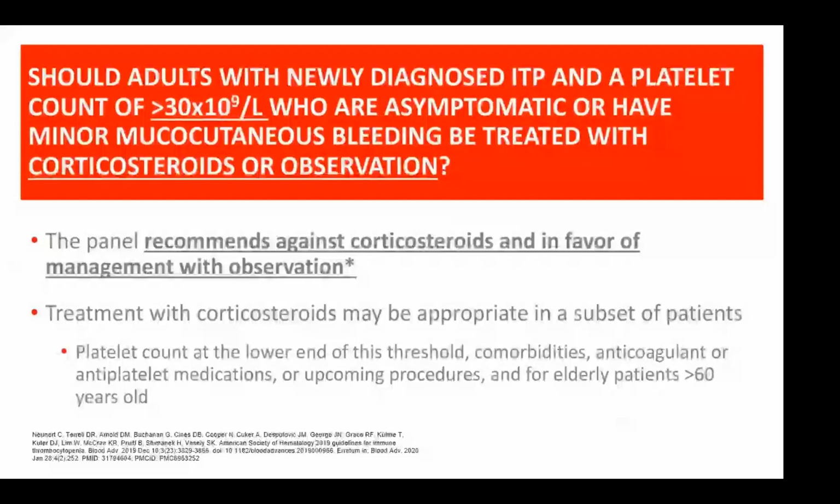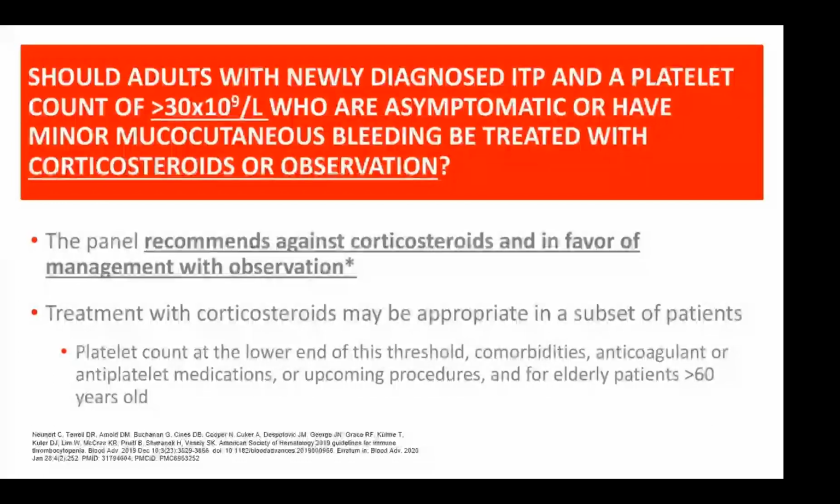The second question: should adult patients with newly diagnosed ITP and a platelet count more than 30 who are asymptomatic or have mild bleeding be treated with steroid or observation? Here the panel recommends against corticosteroid and in favor of observation. Treatment with steroid may be appropriate in a subset of patients with a count above 30, like those with comorbidities, anticoagulant or antiplatelet use, or an upcoming procedure.